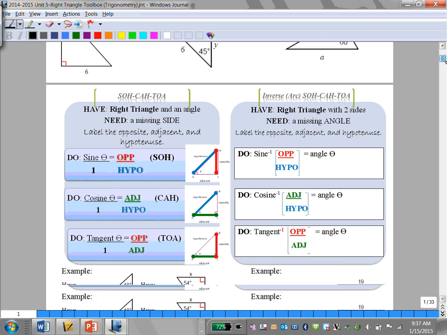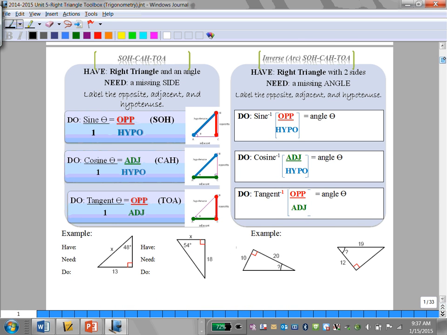Now look towards the bottom. Here are your last 2 tools. If you have a right triangle with an angle and you need a side, write the word side real big on the left. You work this column.